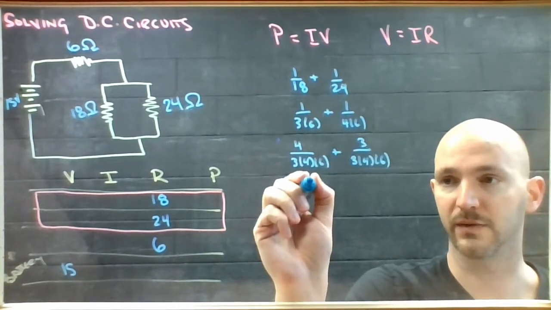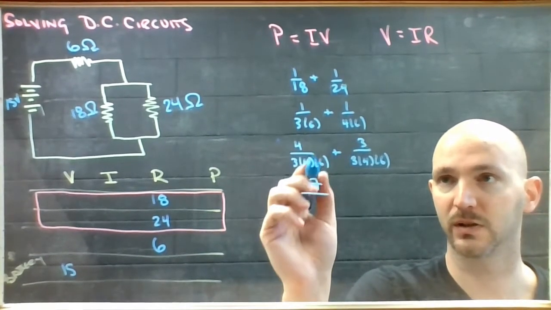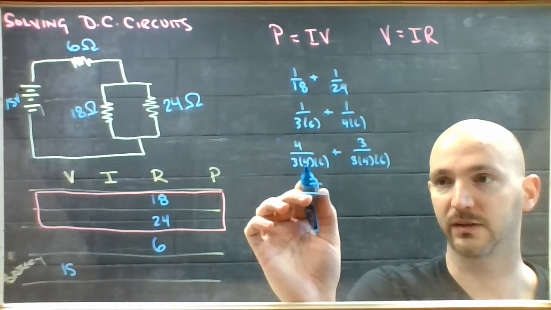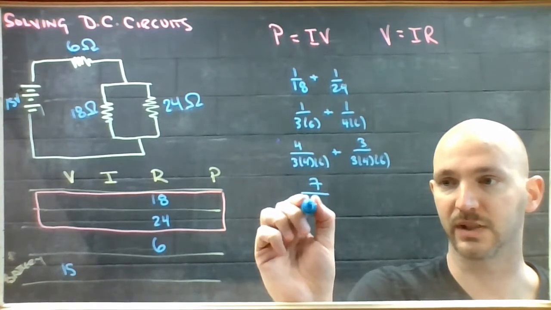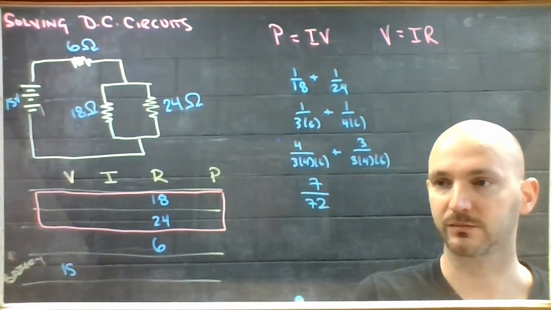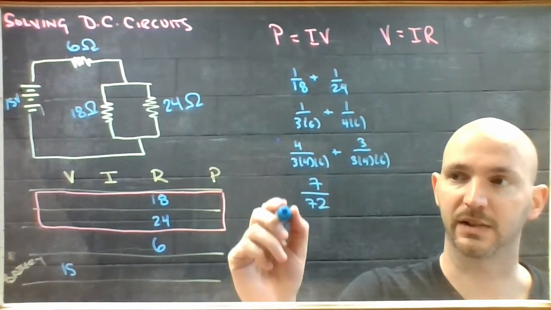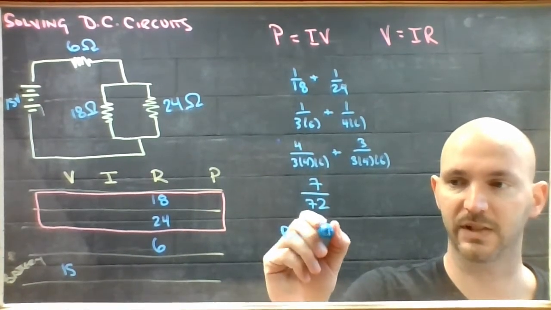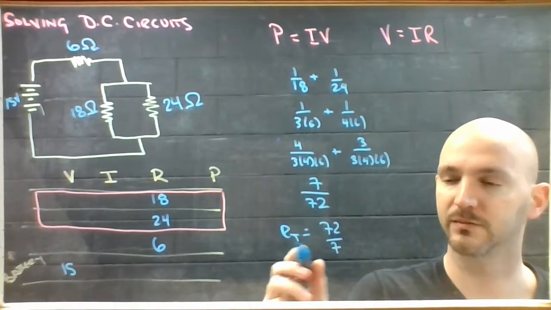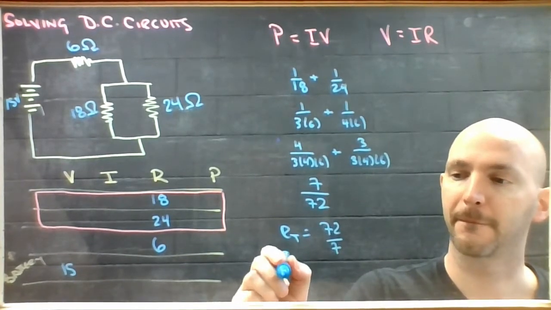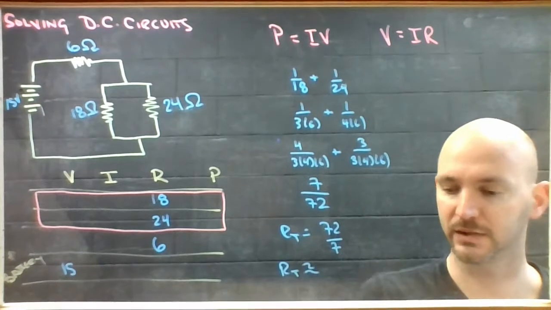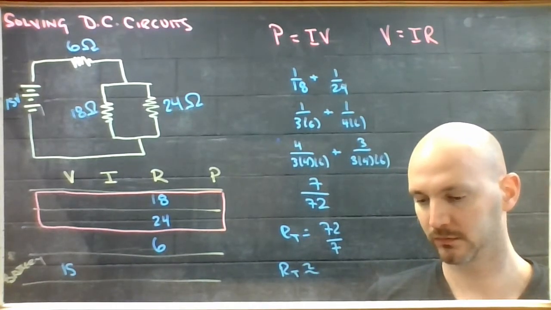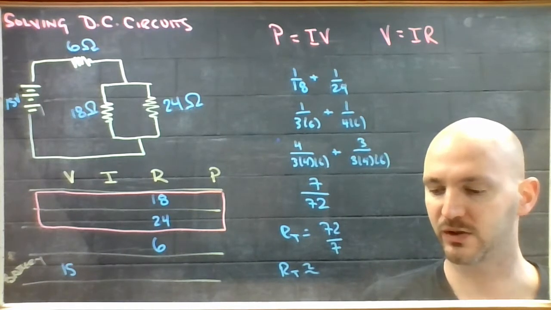For a total of 7 over 3 times 4 is 12, 12 times 6 is 72. So this thing here then, don't forget to flip it, would be 72 over 7, which is approximately 10.286.